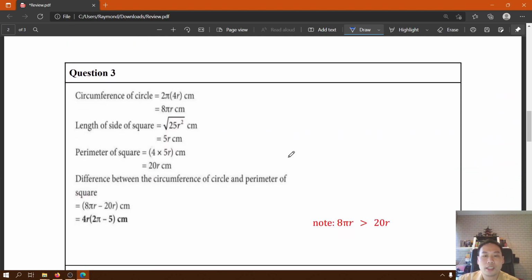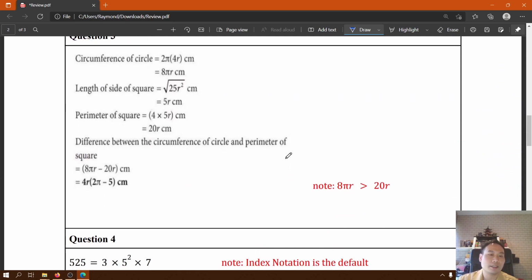Question number 3 tests some of our basic understanding of circle and square, right? So circumference of circle, okay, we know the formula, it is 2 pi r, right? 2 pi times the radius. And in this case, the radius is 4r. So we get the circumference of the circle. Now, as for the perimeter of a square, it is 4 times the length of the side of the square, right?